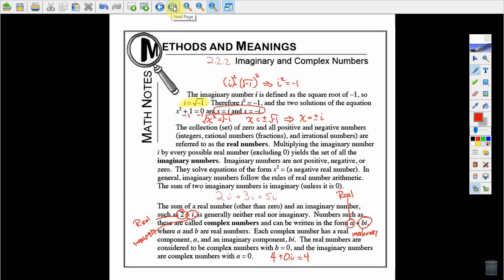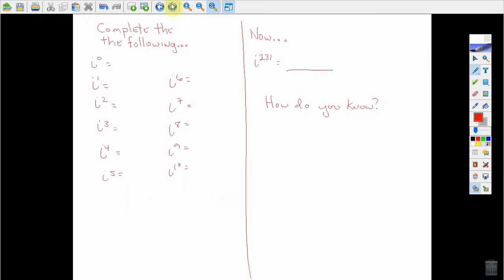Let's take a look at what I have for you to do. You're going to have to use your noggin a little bit. Think about these. Tell me what you get. On the left-hand side it says complete the following. We have i to the 0 power. Remember what happens when you raise something to a 0 power. All right? i to the first power, i to the second power, i to the third power. See if you can complete what those equal. Okay? Start with what you know. Build on it. See if you can complete that table all the way up to i to the 10th power.